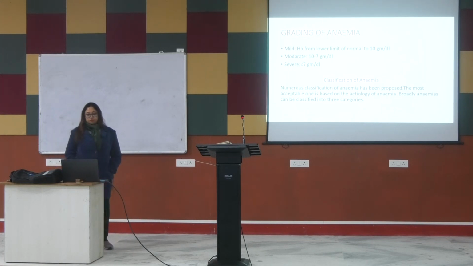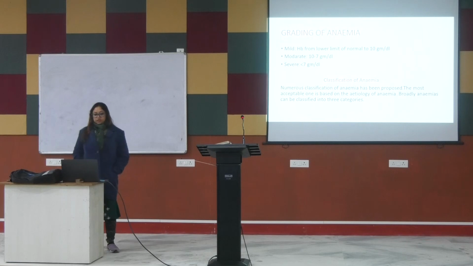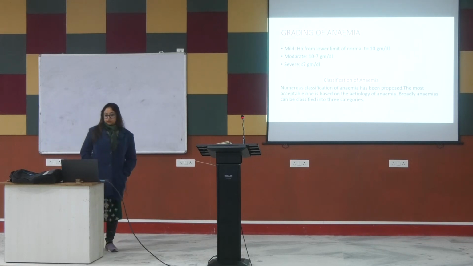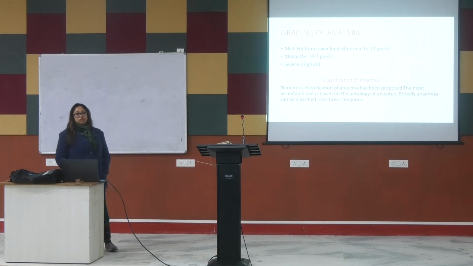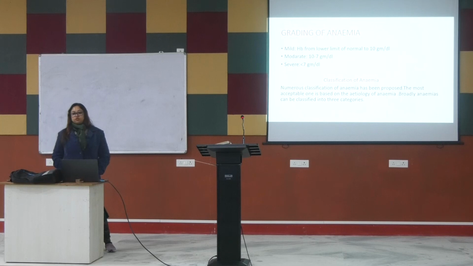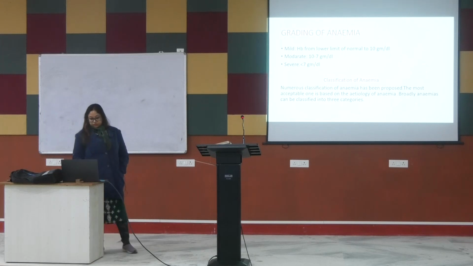Now, we are coming to the classification. How do we classify anemia? Numerous classifications of anemia have been proposed. There are many ways to classify. The most acceptable one is based on the etiology. Etiology means the cause of the anemia, how the anemia is caused. Broadly, anemias can be classified into 3 categories.